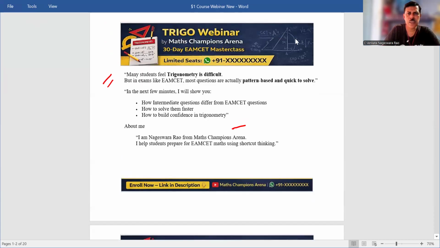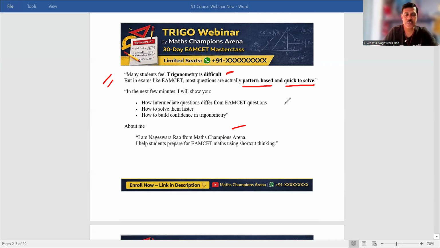They feel that remembering the formulae, all those things, are a little headache to them. But in exams like MSET, most questions are pattern based and quick to solve. We need to grab the pattern which is hidden in the question given.